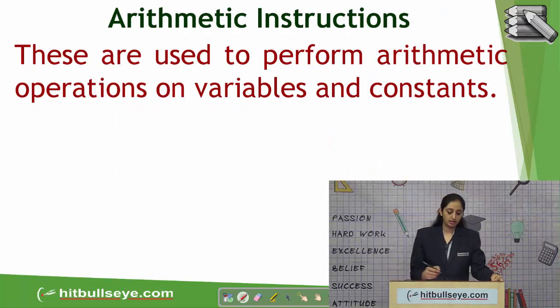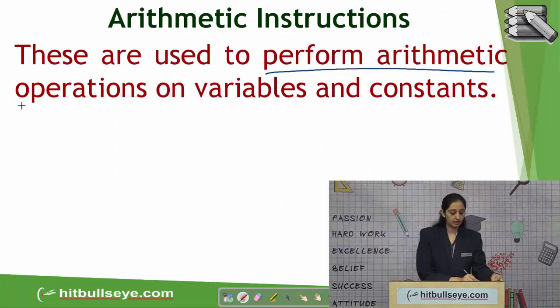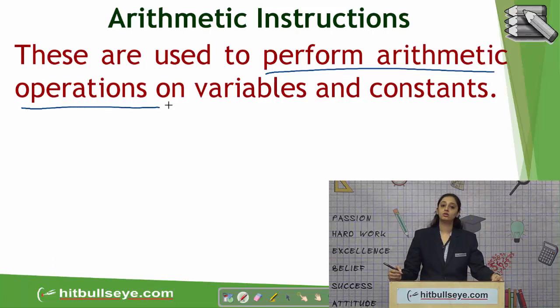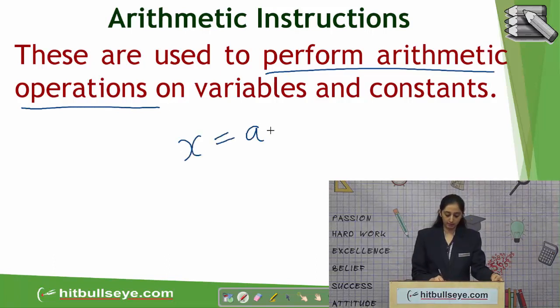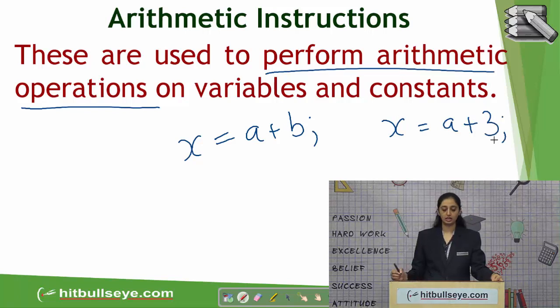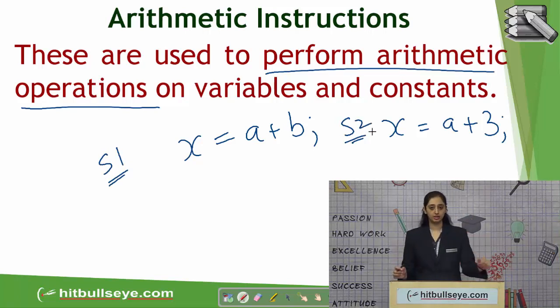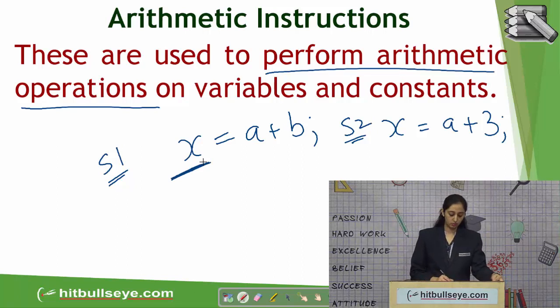Arithmetic instructions. These are used to perform arithmetic operations on variables and constants. Right, so we can say suppose x is equal to a plus b, or x is equal to a plus 3. Right, this is statement 1 and this is statement 2 in a separate program. These both are separate statements. In this case we have used only variables, and in this case we have used a variable plus a constant.